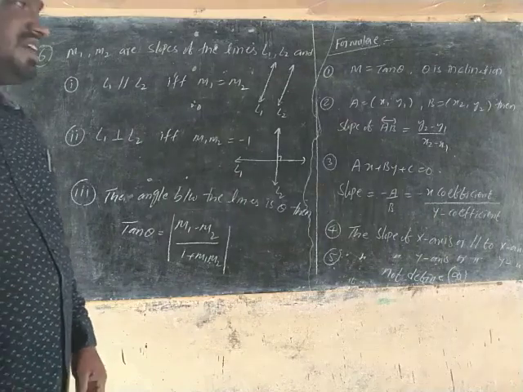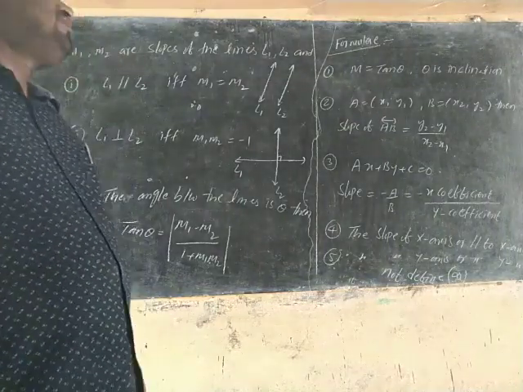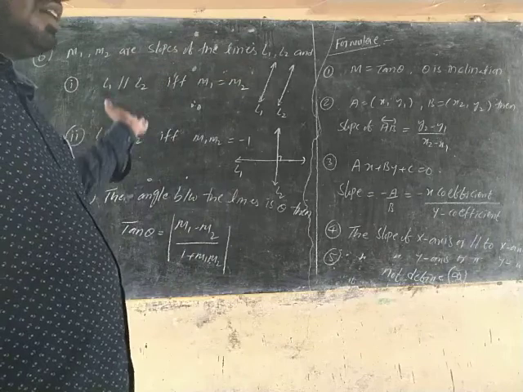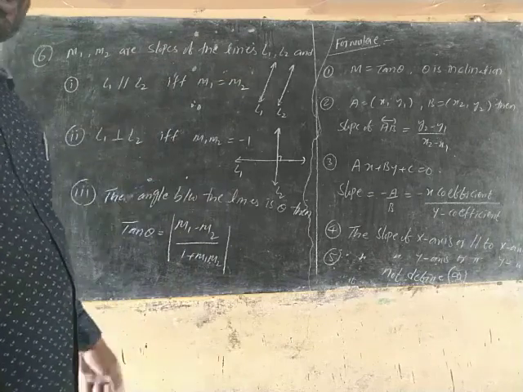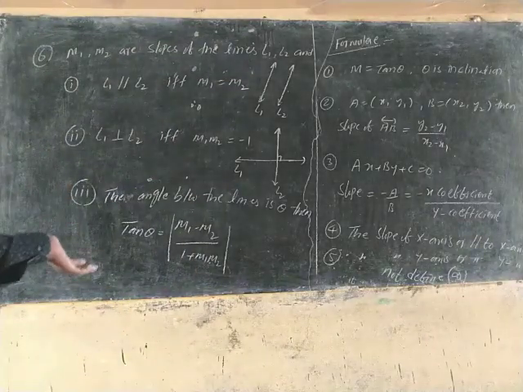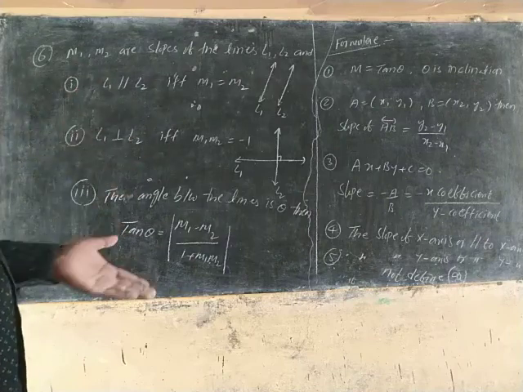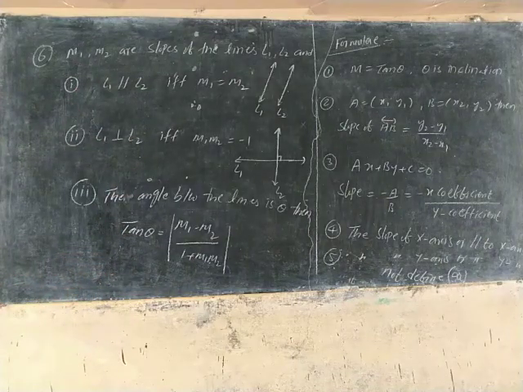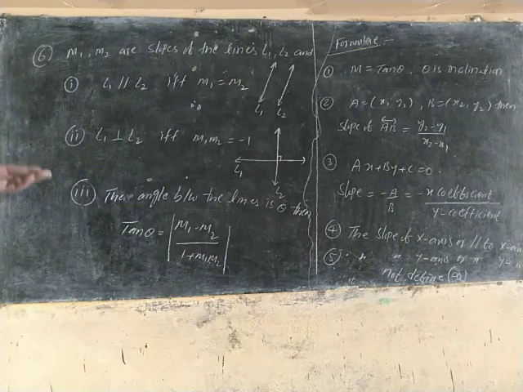Based on the slope of the line we have these formulas. So once you take a screenshot and read these formulas, then you know these are all the formulas.